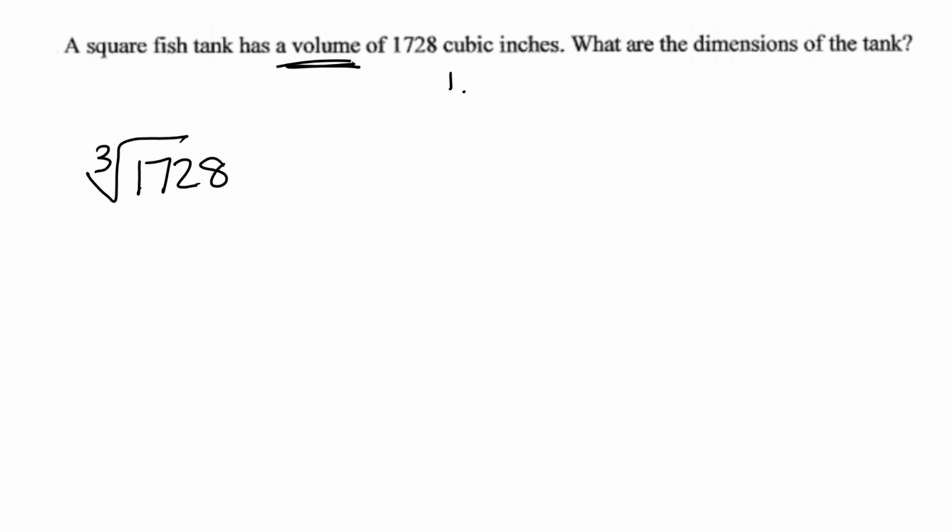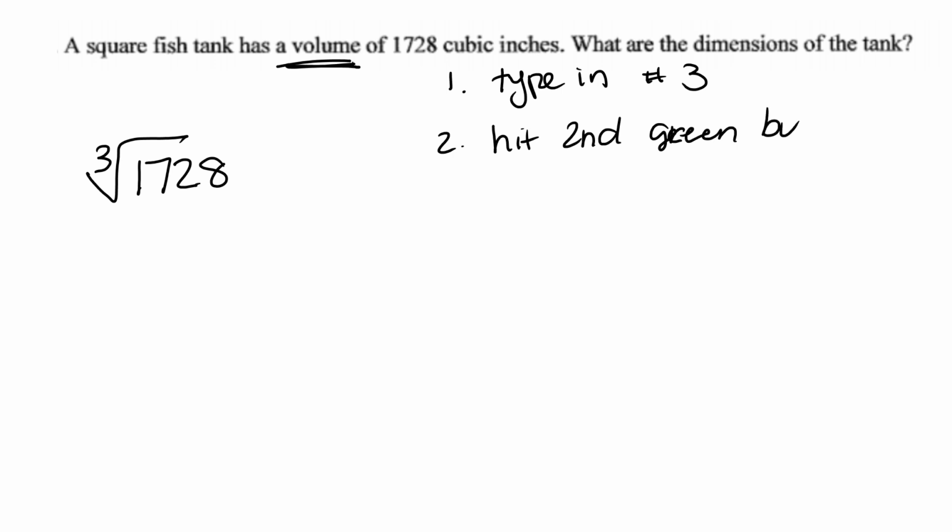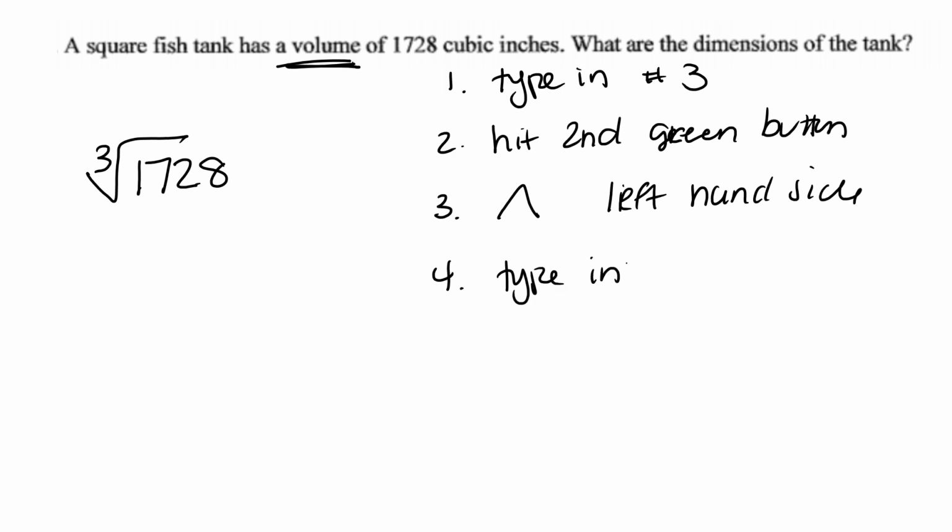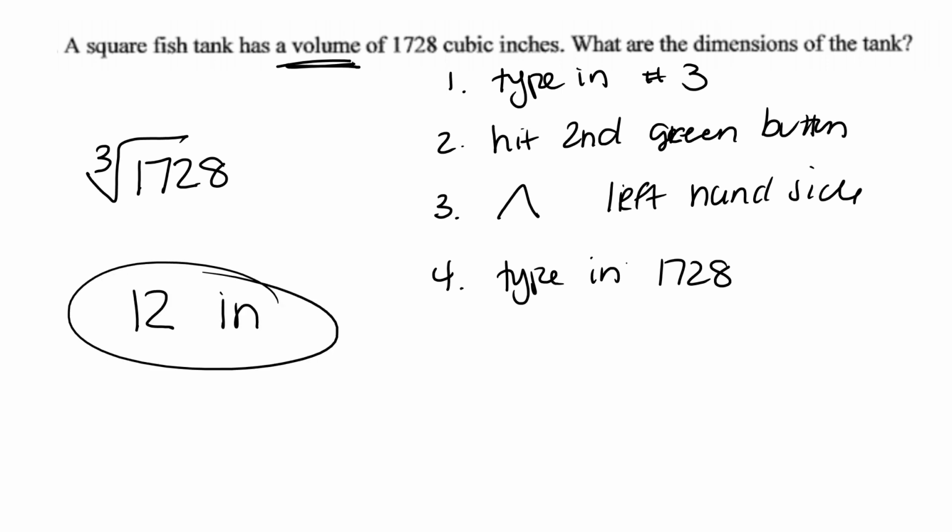Just like before, we're going to type in the number 3 because we're doing a cubed root. Hit the second green button. Click on the up arrow on the left-hand side. And then type in the number, in this case 1728. And we get our answer of 12. In this case, we're talking about inches, so 12 inches.